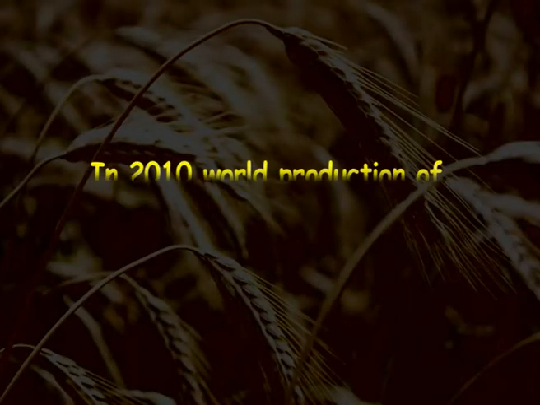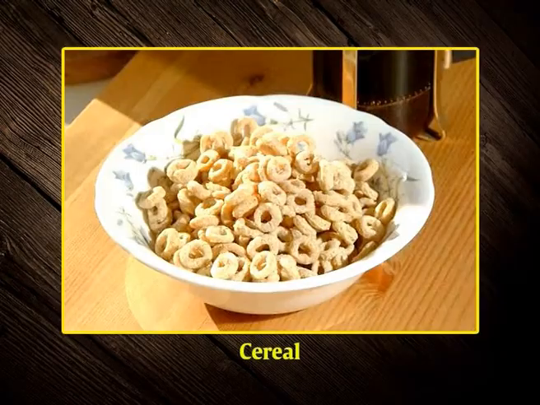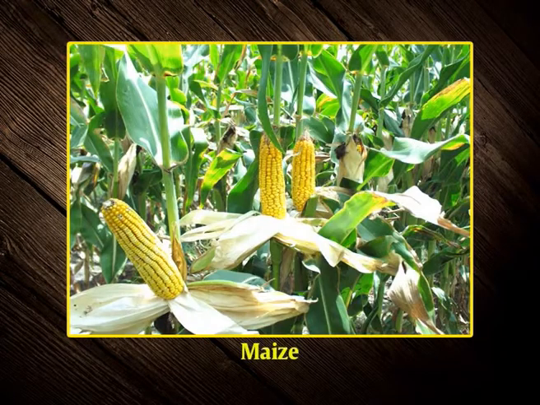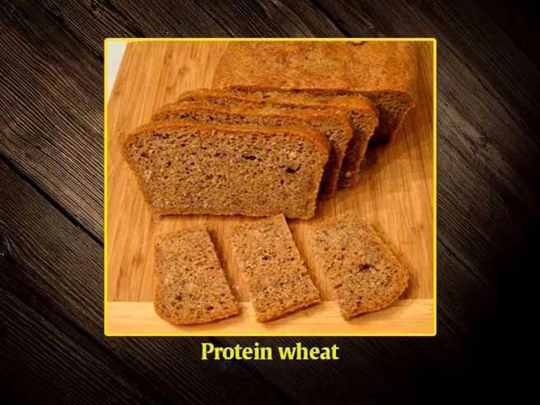In 2010, world production of wheat was 651 million tons, making it the third most produced cereal after maize and rice. Approximately 70% of the world wheat production is used as food, mainly as bread and cookies, and also as a source of proteins and fiber for many people around the world.